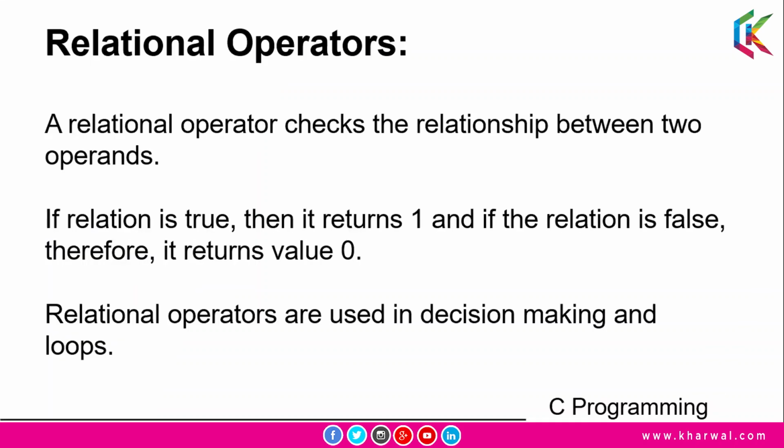Guys, a relational operator checks the relationship between two operands, and if this relation is true, then it returns 1, otherwise it will return 0. Relational operators are used in decision making and loops to create conditions. Now guys, let's go ahead and discuss the types of relational operators.